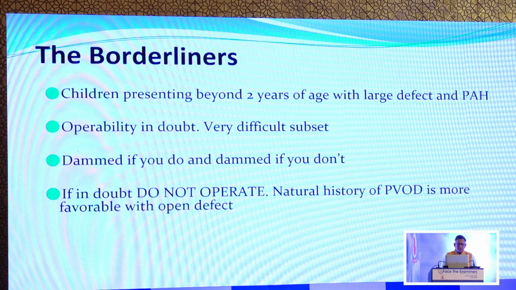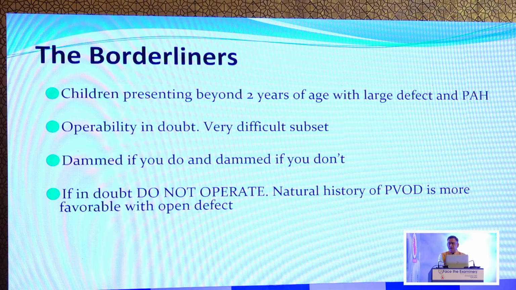I would skip this. What about the borderliners? These are the borderliners: children presenting beyond 2 years of age with PH, where operability is in doubt. These are different, difficult subsets. If you operate, there is a problem. If you don't operate, there is a problem.